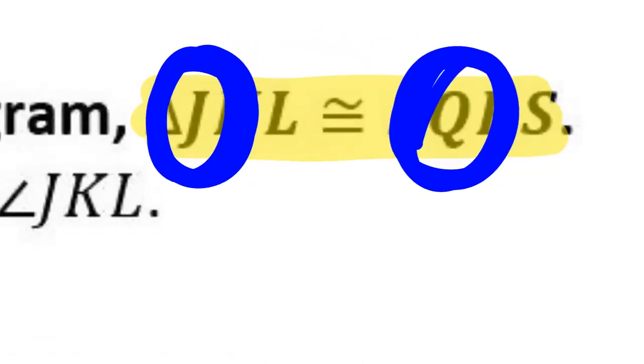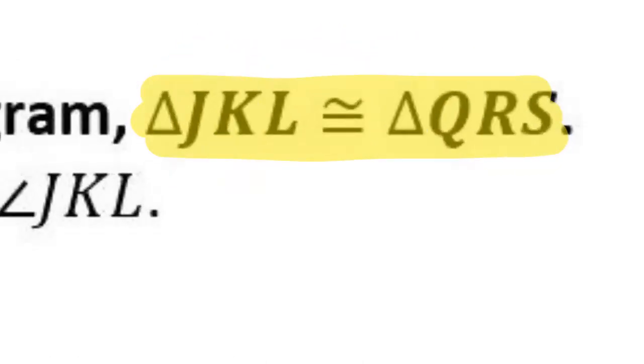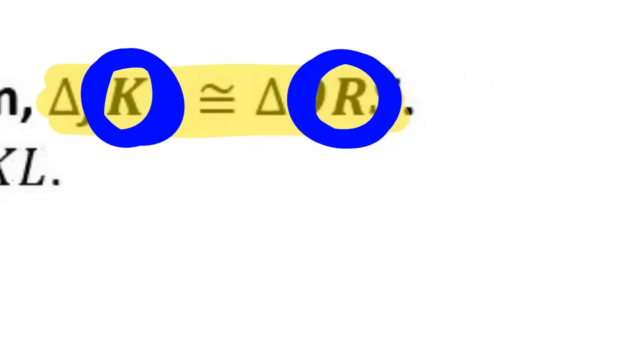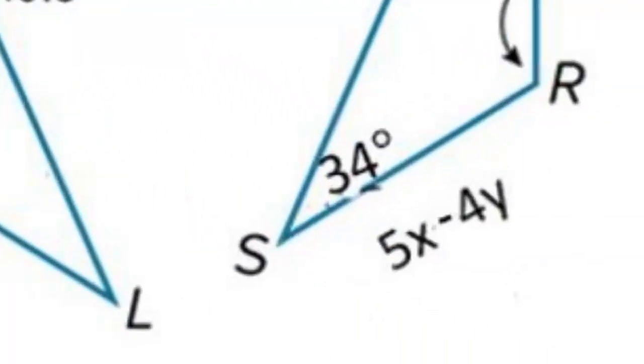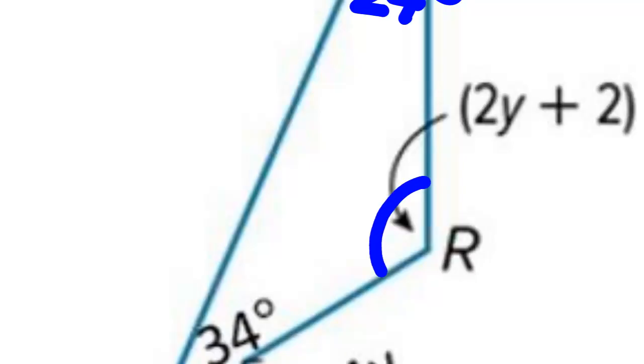All right, let's come over here to our congruent statement. Middle letter here is K. What would that correspond to on the other triangle? R. So K and R are congruent. I'm going to mark K as congruent to R.